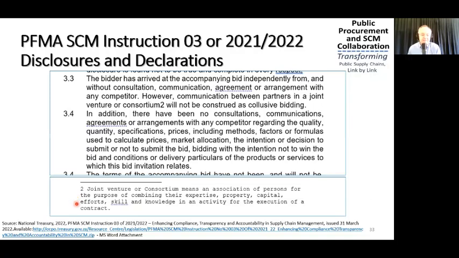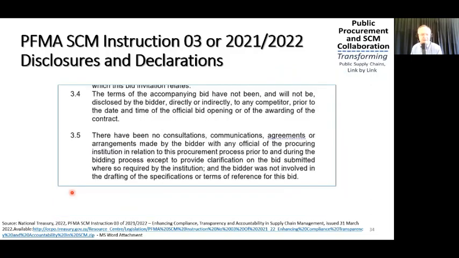Purpose of combining their expertise, property, capital, effort, skill, knowledge of an activity for the execution of a contract. This is exactly out of an earlier, I think the 2011, Henry, if I'm not mistaken, the 2011 regulations used this definition of joint venture consortium. Haven't seen that since the 2011 regulations. The terms of the accompanying bid have not been and will not be disclosed by the bidder directly or indirectly to any competitor prior to the date and time of the official bid opening or of the awarding of a contract.